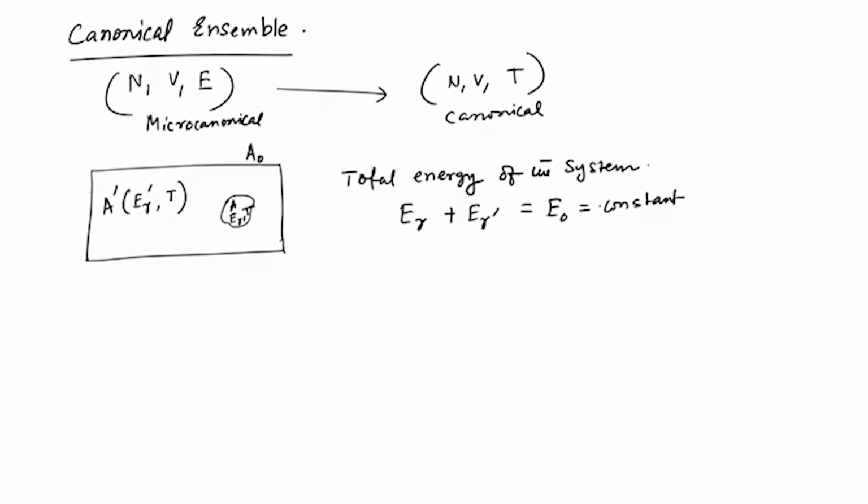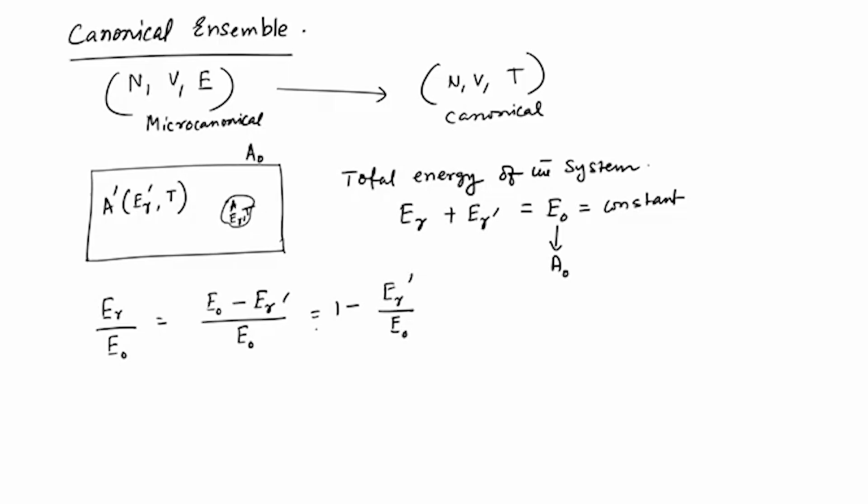So, the total energy which corresponds to the energy of the system A 0 is constant. Now, it is interesting to see that this E r only occupies a very small fraction of the total energy E 0, and E r is equal to E 0 minus E r prime, because the total energy E 0 is equal to E r plus E r prime. So, this is equal to 1 minus E r prime by E 0.